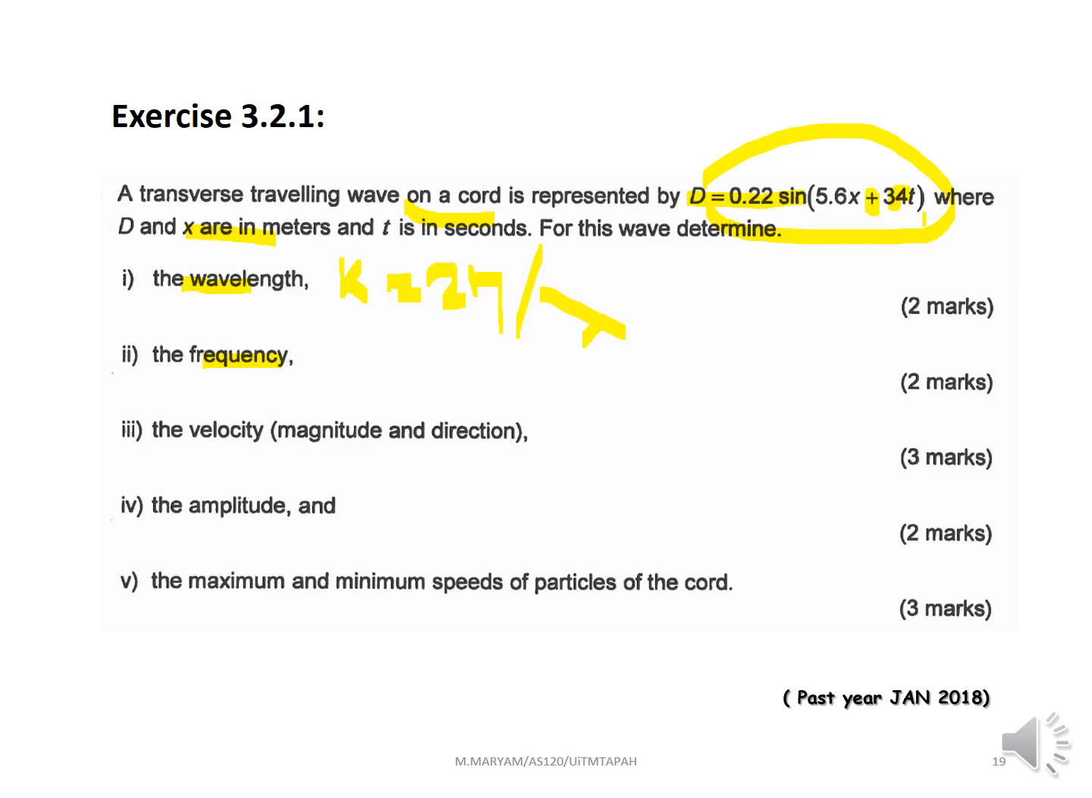Amplitude, this is the amplitude, 0.22, is it? Are you with me, class? And the last one is the maximum and minimum speed of a particle of the chord. So how to find the maximum and minimum speed? Okay, try on your own.